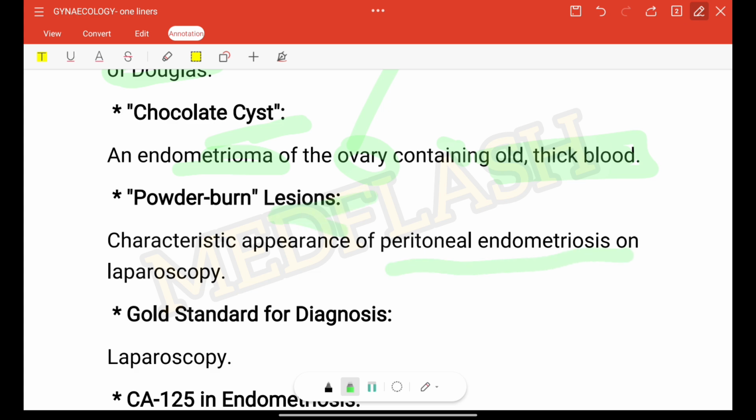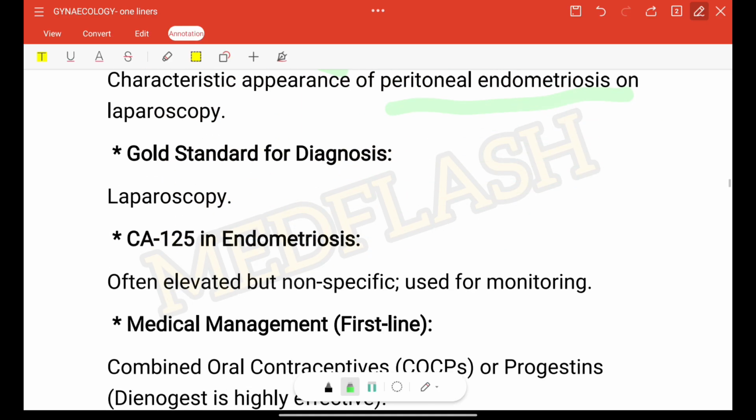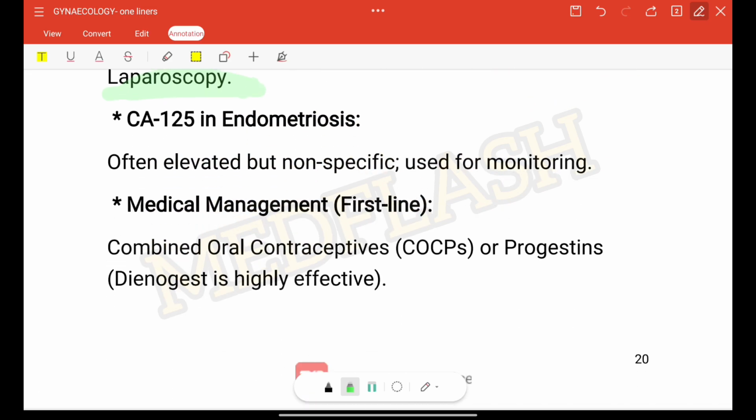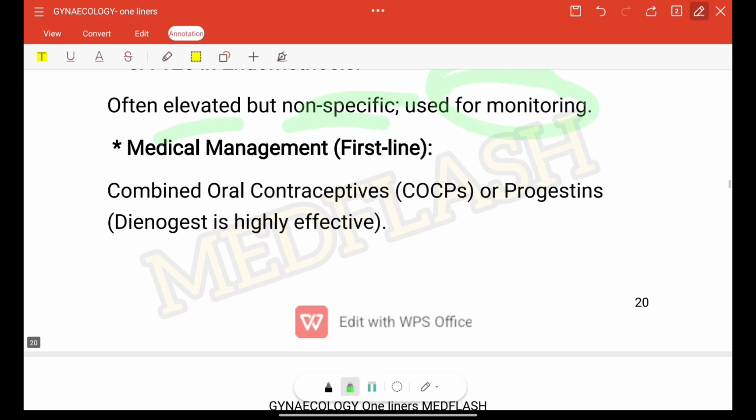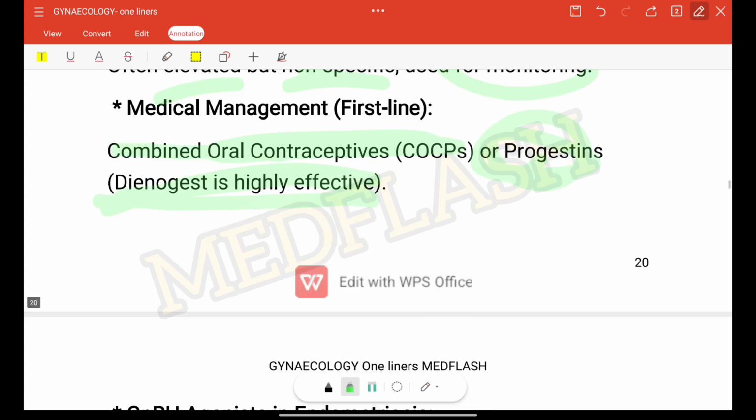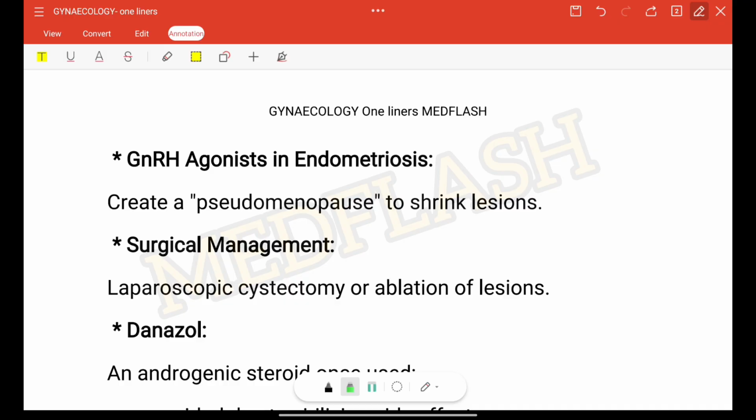Gold standard for diagnosis of endometriosis is laparoscopy. CA-125 in endometriosis is often elevated but non-specific, used for monitoring. Medical management, first line in endometriosis, is combined oral contraceptives or progestins. Among progestins, dienogest is highly effective. GnRH agonist in endometriosis creates a pseudomenopause to shrink lesions.